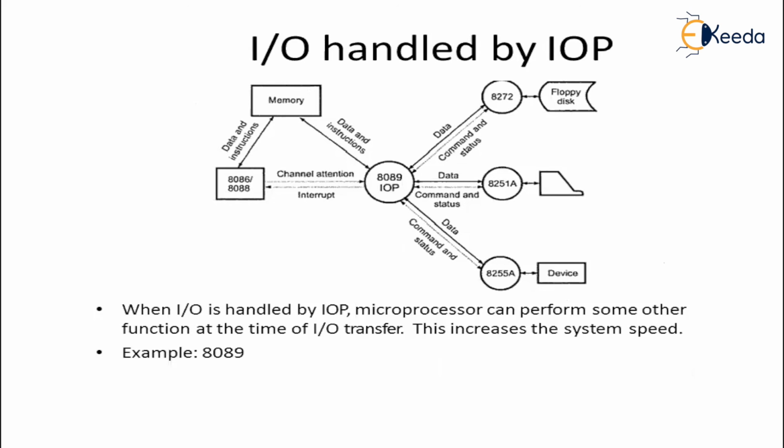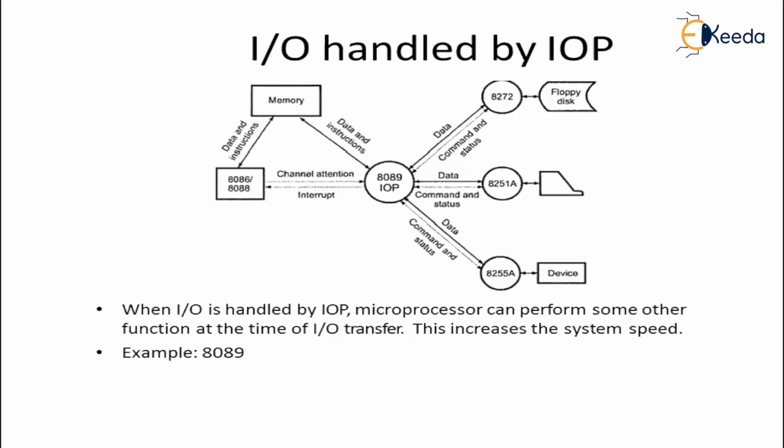Now, how are input output operations handled by IOP? For example, 8089 is considered to be an IOP, that is, an input output processor. When instructions from input output are handled by the input output processor, what we call in short form IOP, the microprocessor can perform some other function at the time of IO transfer. So multitasking, multifunctions are possible with the help of the 8089 IOP.